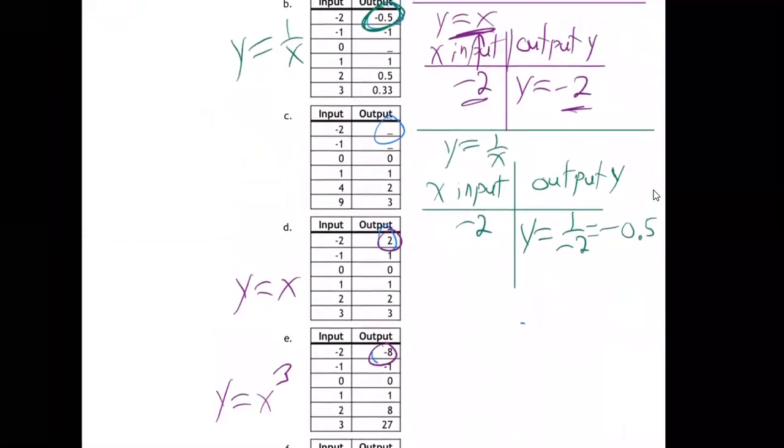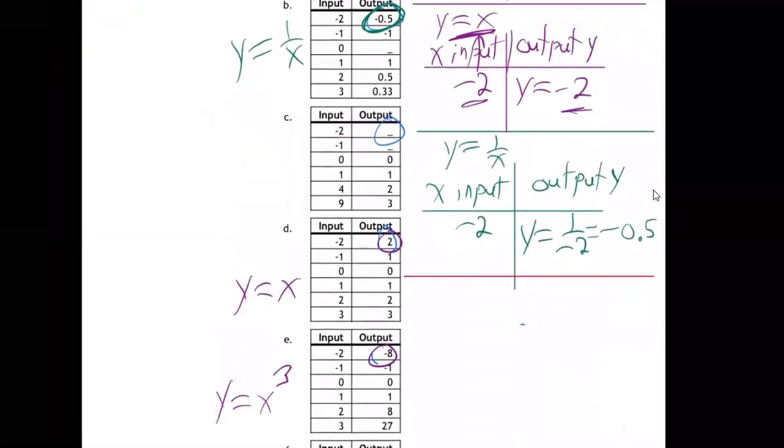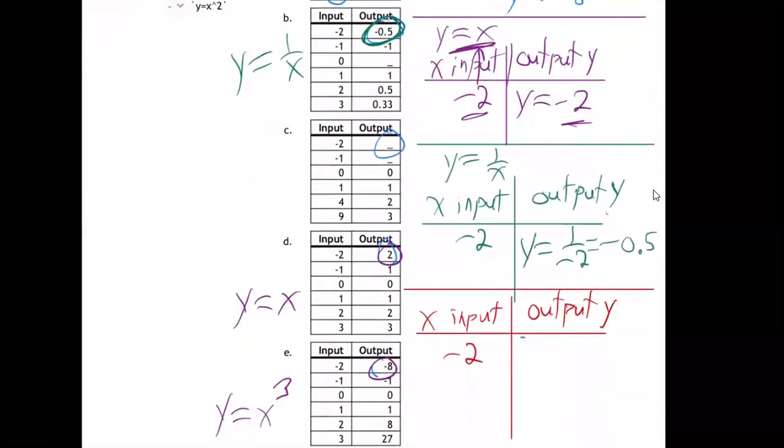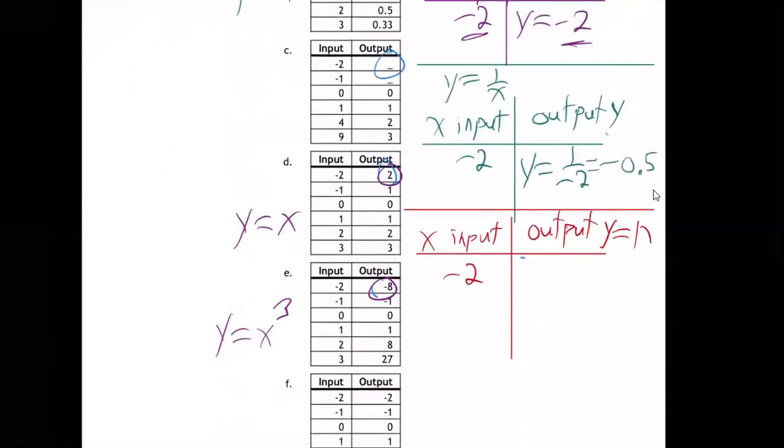And then to the next one. So I'm going to put in again -2 because that's what they always put in. And which one am I doing? I forgot. Absolute value of x. So that's easy. Y equals absolute value of x. So y equals absolute value of -2, which is just 2.